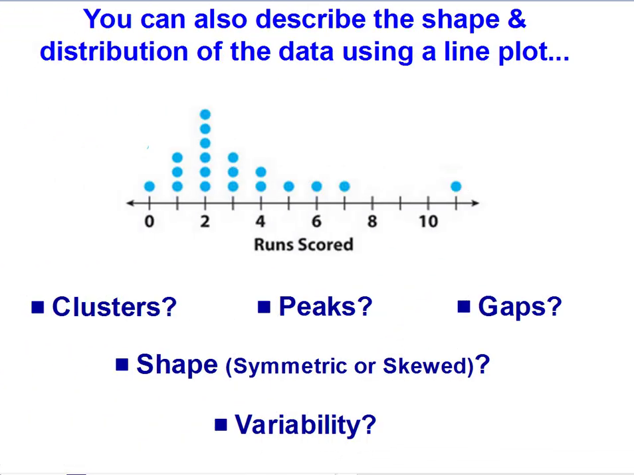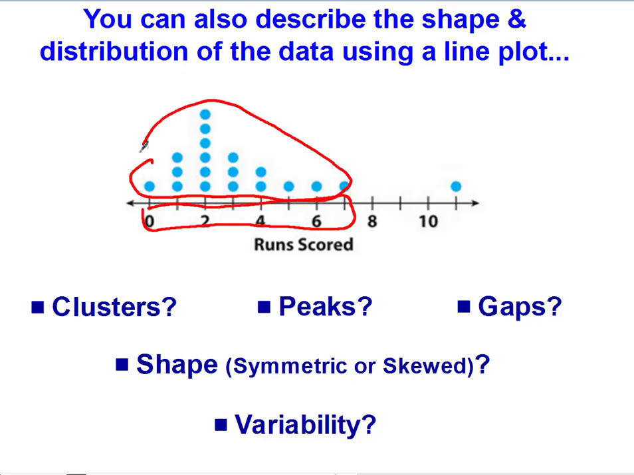Now let's describe the shape distribution of the data using a line plot. Do we see any clusters here? Well, yeah. Clusters are data that's grouped together. We see clusters here from 0 all the way to 7. All this area right here is one big cluster. So yes, I see clusters, from 0 all the way to 7.